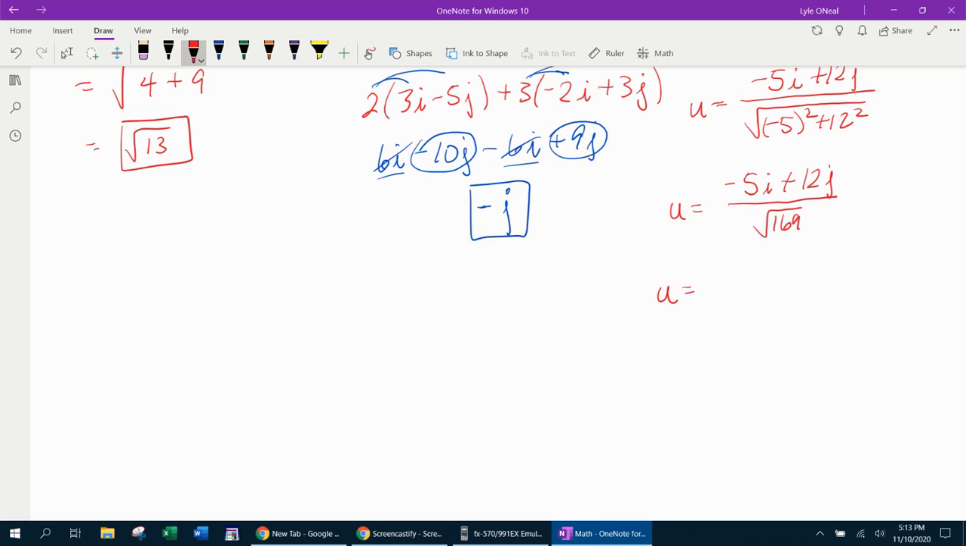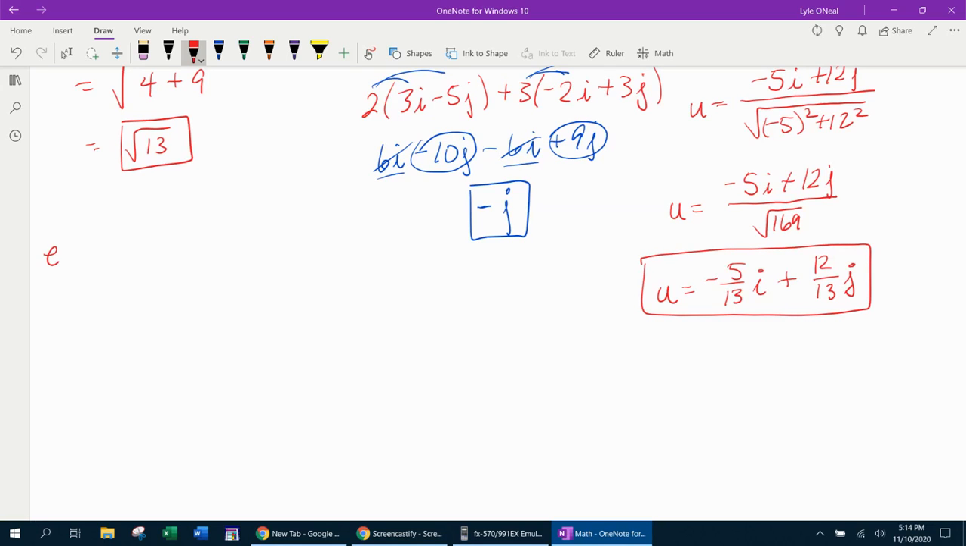Now you do need to separate this into each component. The square root of 169 is 13, so that's going to be negative 5/13 i. That is the i component of the vector. Plus 12 over 13 j, and that is the j component of the vector. And there is the unit vector done.